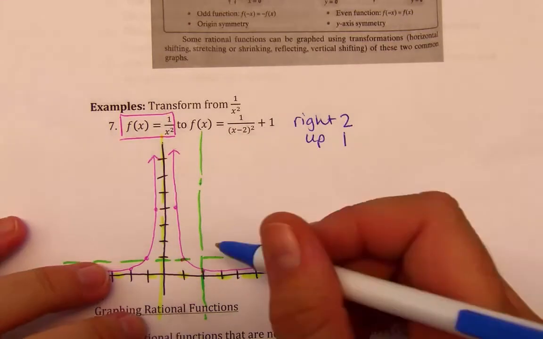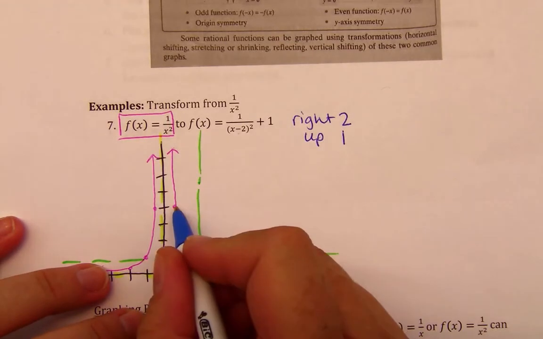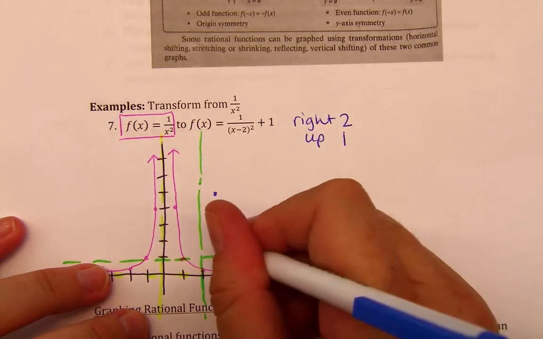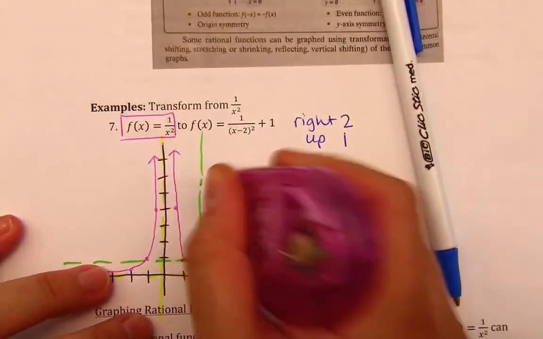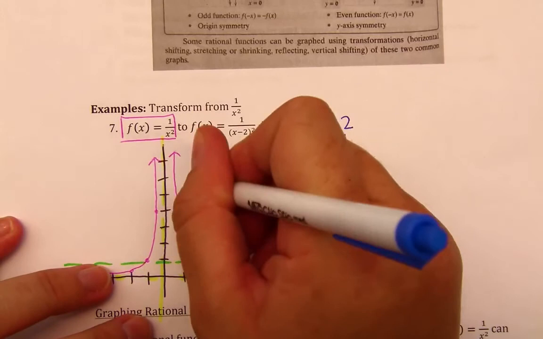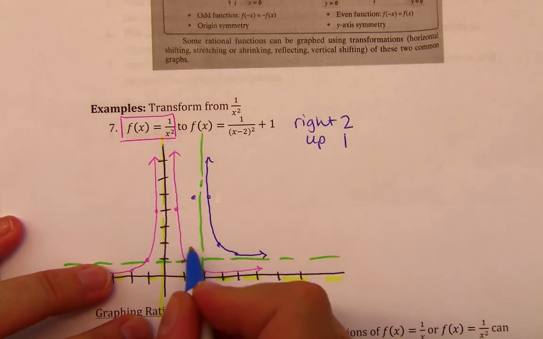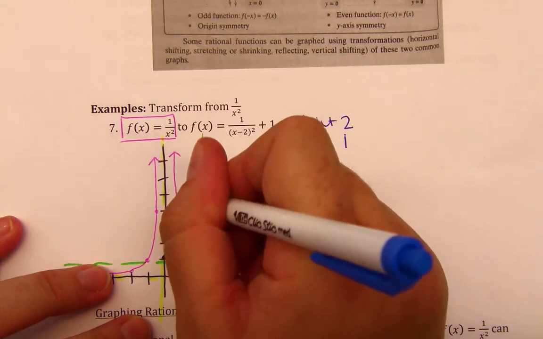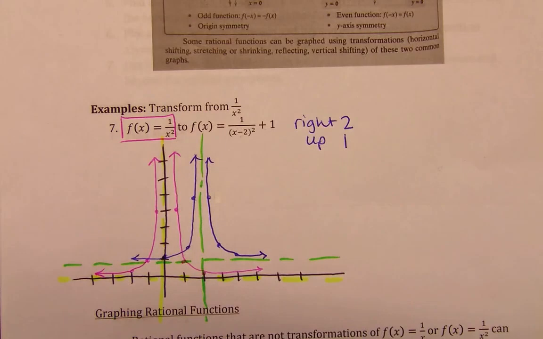And my graph is going to do the same thing. It's going to shift everything. So I can move all of these points to the right 2 and up 1. So that's exactly what I'm going to do. I should see this kind of detail on your graph as well. And same thing over here. And that's how we can use transformations in order to graph our new rational function here. Okay.